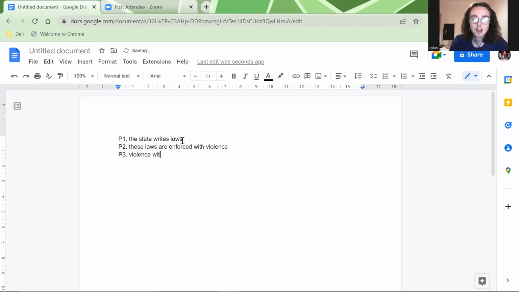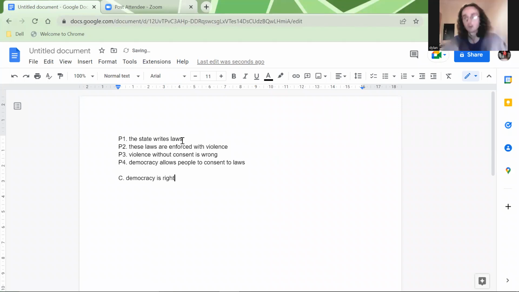Violence without consent is wrong. Premise four is democracy allows people to consent to laws. Therefore, the conclusion is, well, the actual conclusion is democracy is not wrong, but the more simple way is democracy is right, or democracy is good.